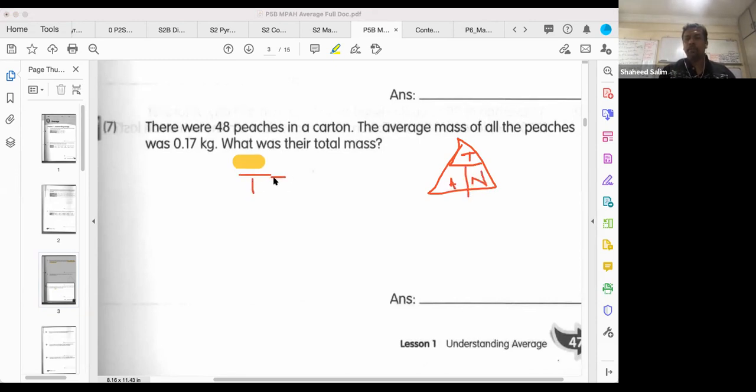How to find total? Total is average times number. You can see here, average times number. Yes, both of you got it correct. So the average is 48 times 0.17. What do we get? We get 8.16 kg. Well done.